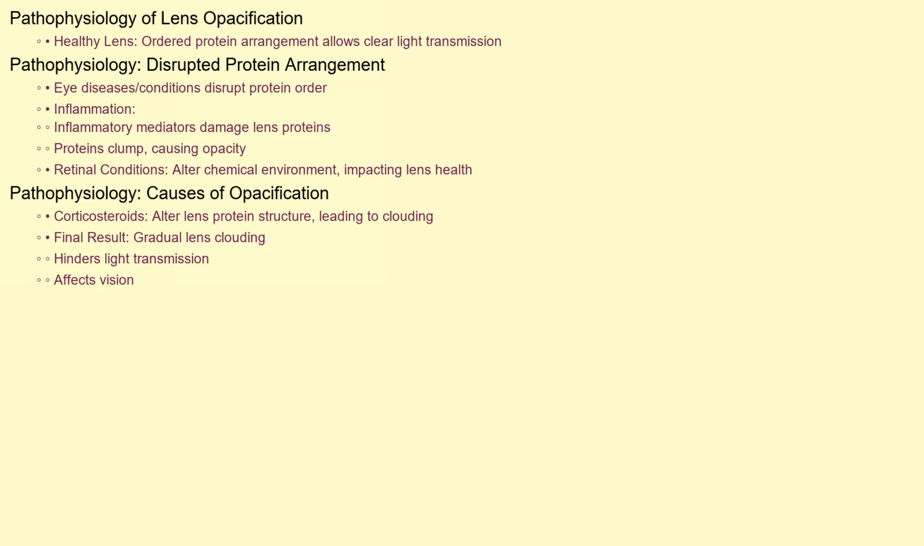Similarly, conditions affecting the retina can alter the chemical environment within the eye, impacting the lens's health. Corticosteroids, another common culprit, can also directly alter the protein structure within the lens, leading to clouding. The precise mechanism varies depending on the underlying cause, but the end result is always the same: a gradual clouding of the lens, hindering light transmission and affecting vision.